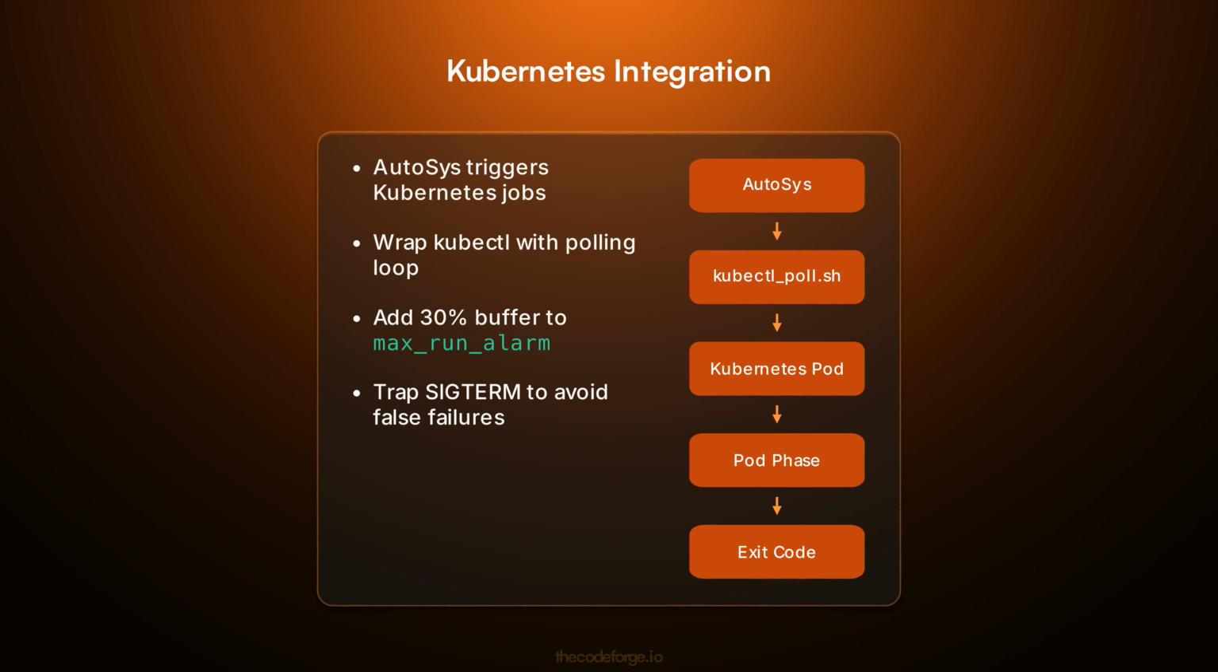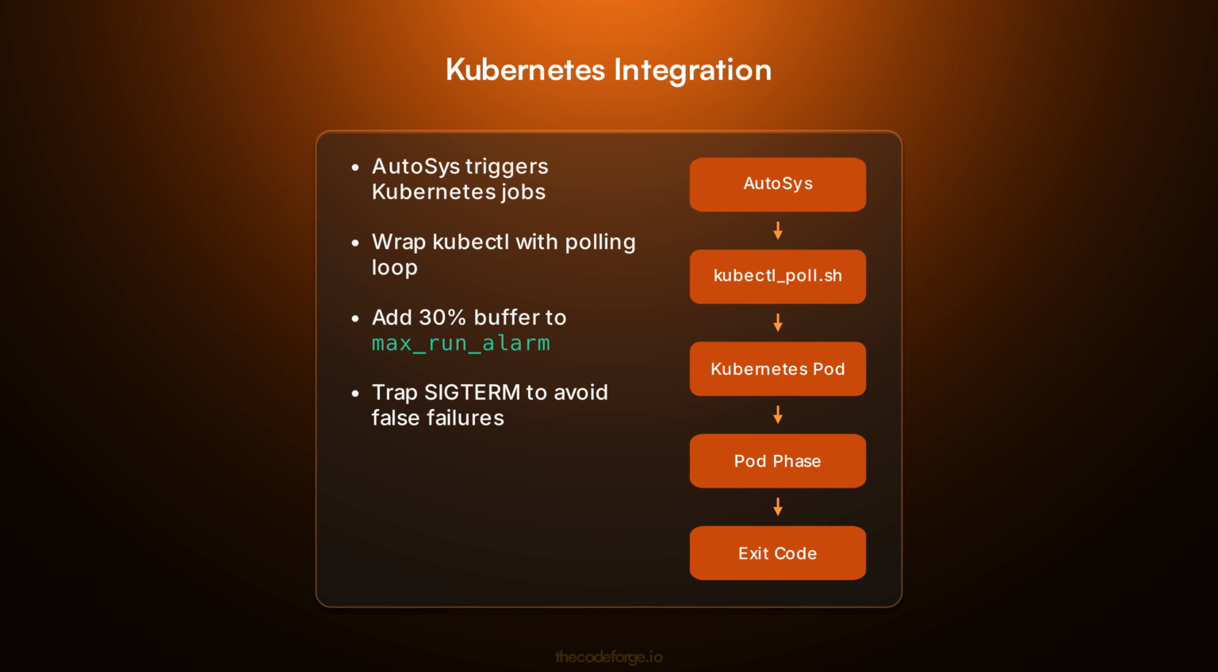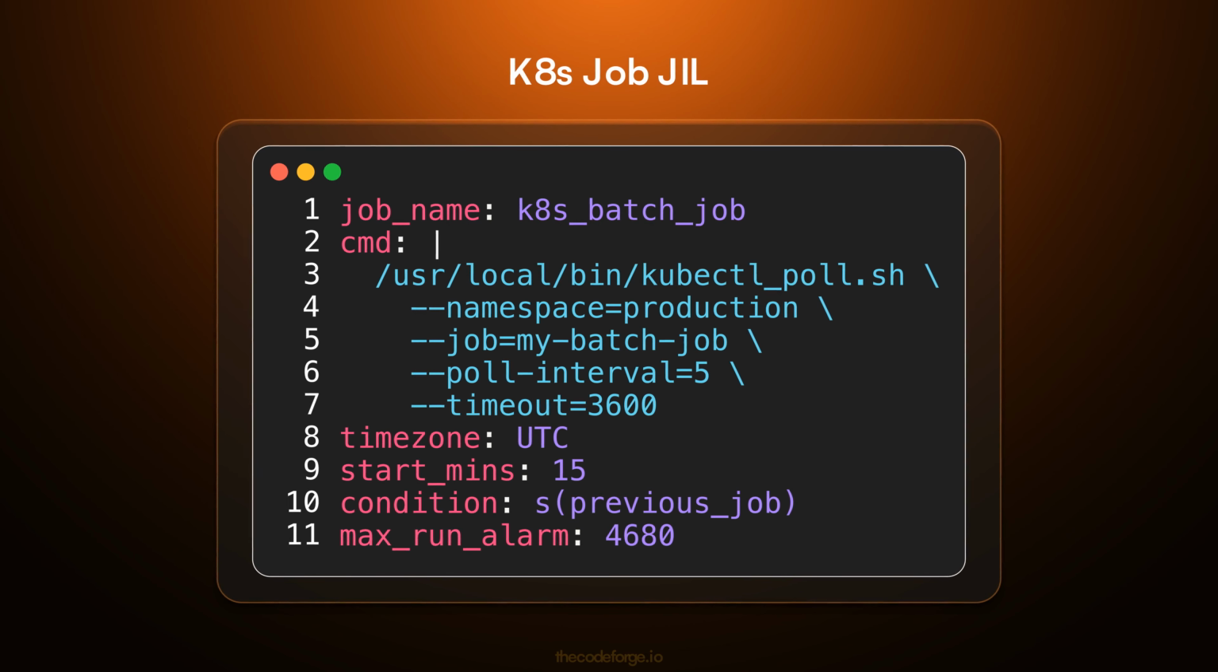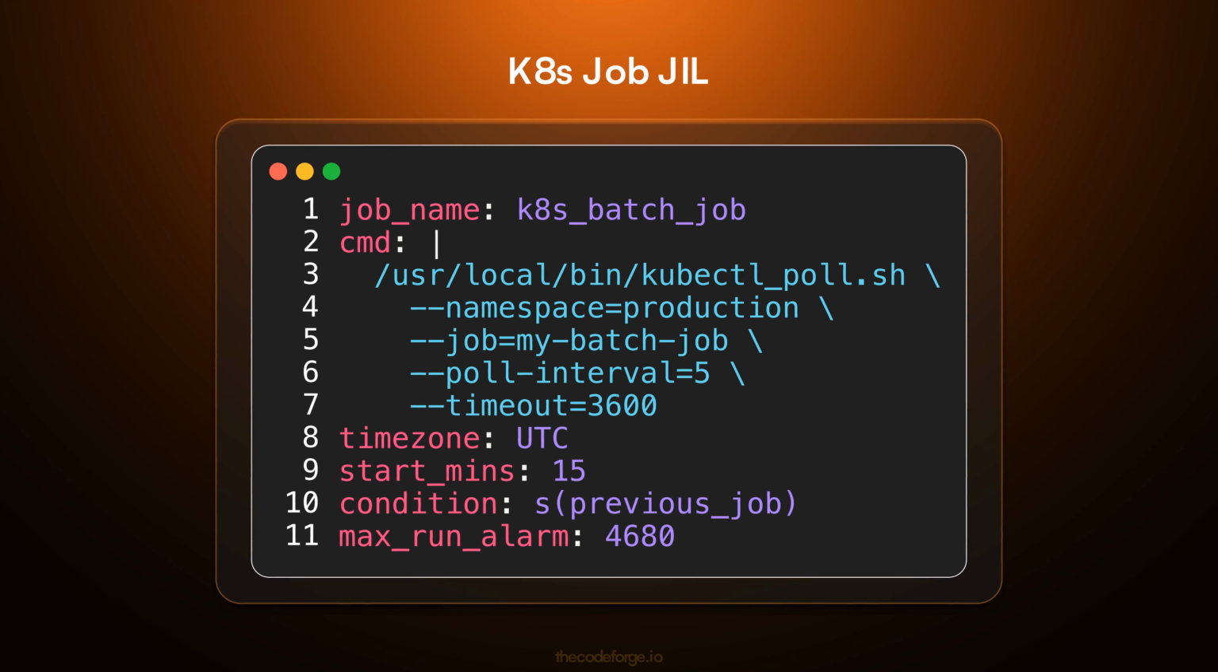AutoSys can launch Kubernetes batch jobs, but it lacks native pod status awareness. Wrap the kubectl command with a polling loop that checks pod phase every 5 seconds and only exits when the pod reaches succeeded or failed. This job runs a kubectl polling script. The max run alarm is set to 4680 seconds, 3600 plus 30% buffer. The script exits 0 only when the pod succeeds, preventing false negatives.